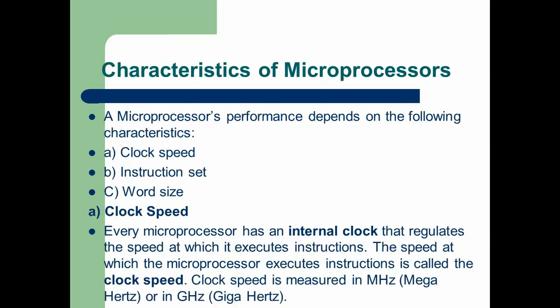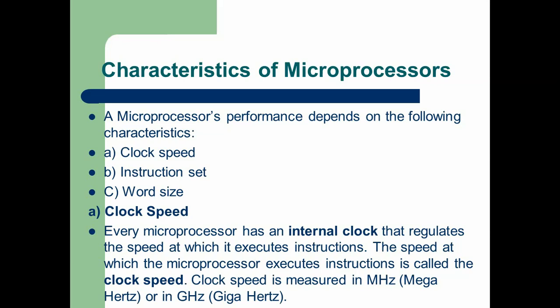Now we are going to see the different characteristics of the microprocessor. The microprocessor is the unit which processes the instructions given by the user, using the inputs given by the user, and provides the output data. In technical terms, input is known as data, the processing instruction is called the instruction set, and the output is called information. The three major characteristics of a microprocessor are clock speed, instruction set, and word size.